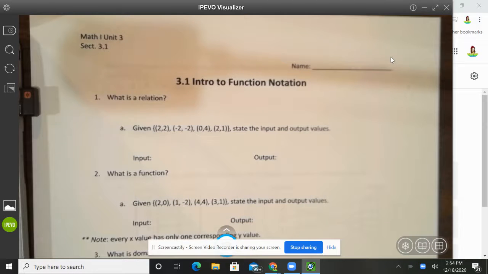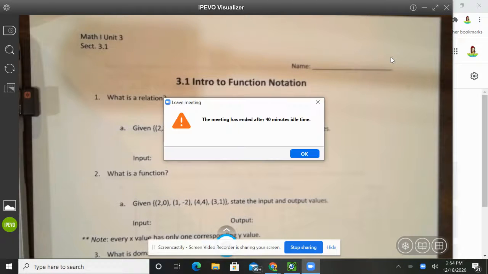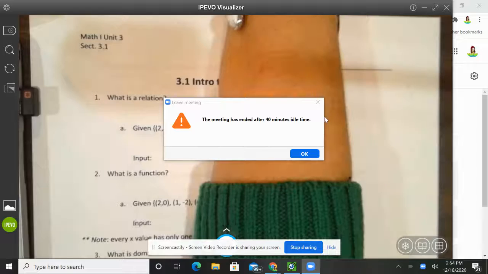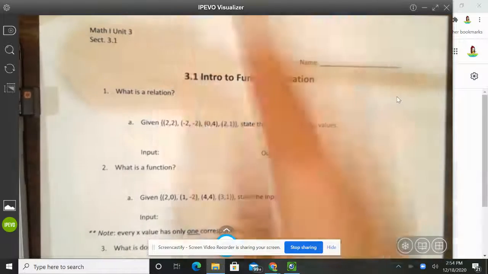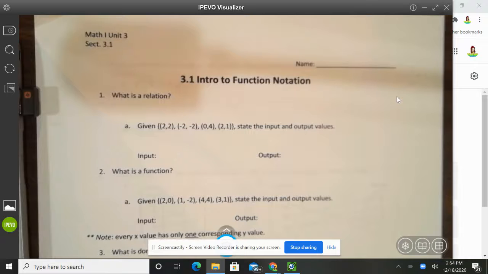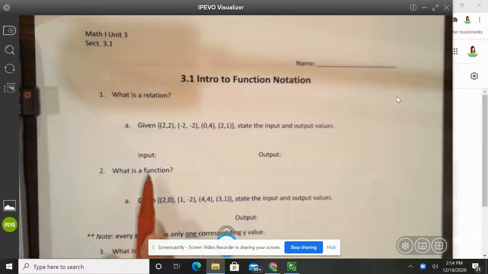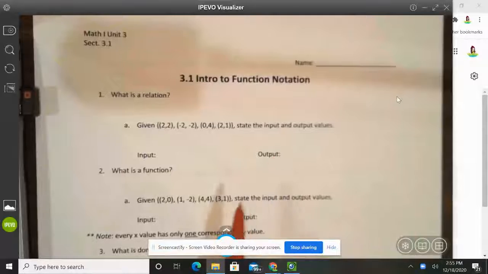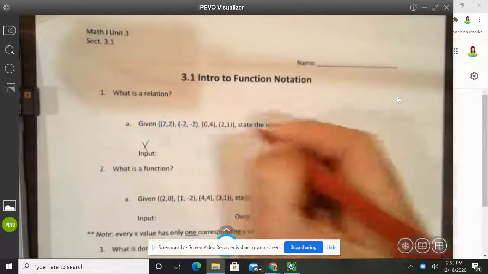Okay, so this is the beginning of function notation and functions. So the first thing that we're gonna talk about is what is a relation. A relation is just a set of points, like when they give you a set of points. It doesn't matter what points they are, you don't know anything about those points. But you will know that the input is the X and the output is the Y. So this is the X and this is the Y.